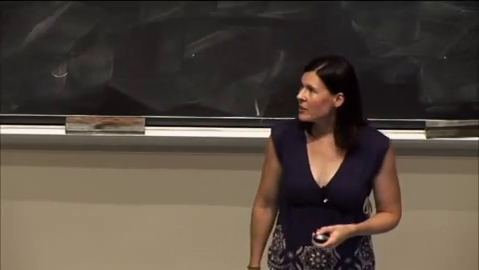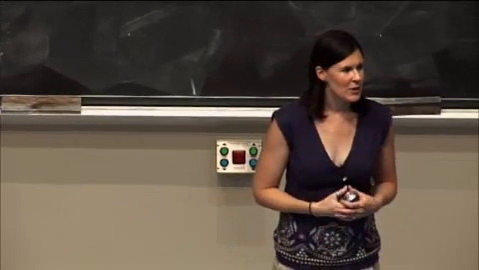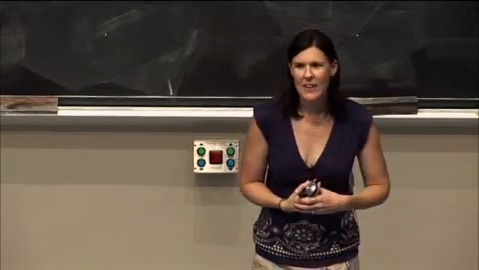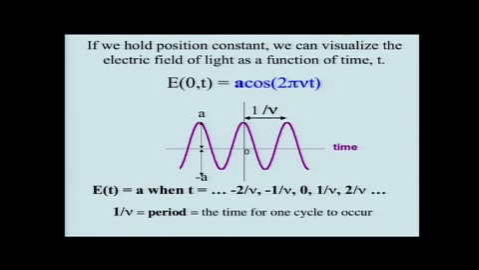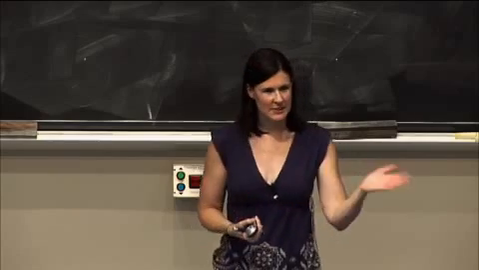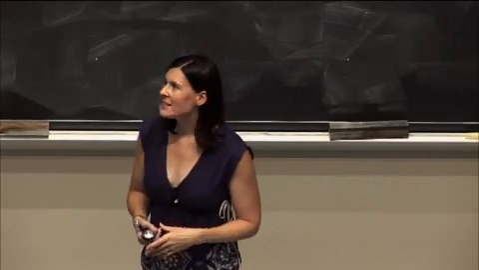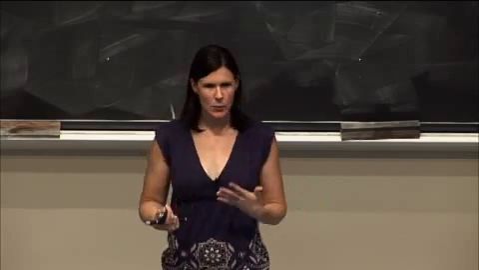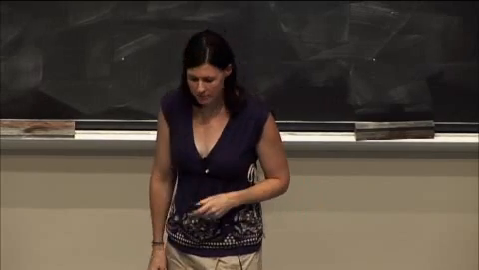So 1 over nu is another term we use, and we call it the period of a wave. And the period is just the inverse of the frequency. And if we think about frequency, that's number of cycles per unit time. So for example, number of cycles per second, whereas the period is how much time it takes for one cycle to occur.